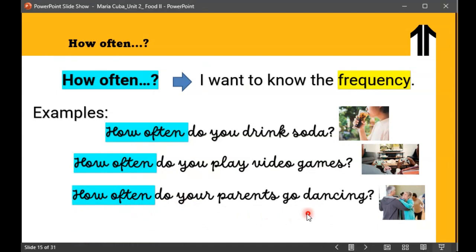How often do your parents go dancing? Let's remember that we need to use the auxiliary do because the subject is you. Do your parents, the subject is they, so we need to use the auxiliary do. How often do your parents go dancing?